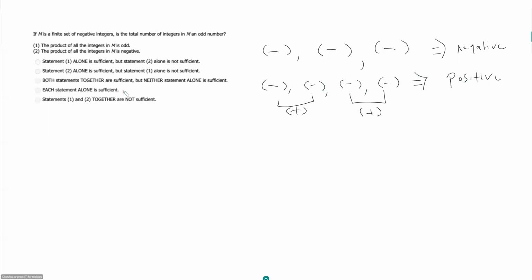And so if you glance at the statements, once you do that, you can rephrase this question as, do I have an odd or even number of terms in my set? I say let's just look at the statements. So the product of all the integers in M is odd. Okay, so what does that mean?